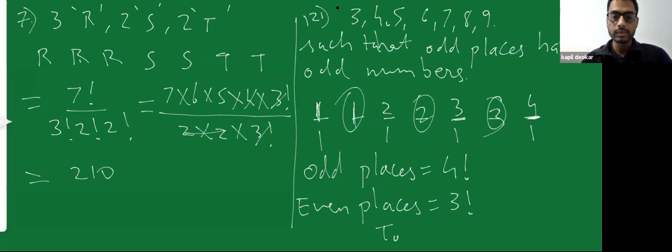So what would be my total answer? Total answer is equal to 4 factorial, that is 24, times 3 factorial, which is 6. 24 times 6 is 144. This is my answer.